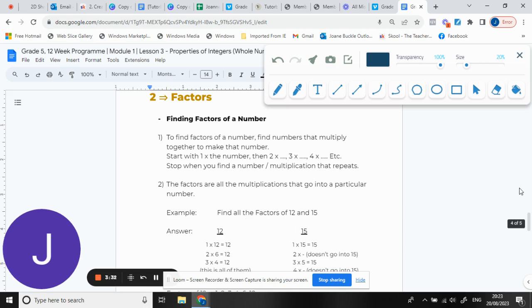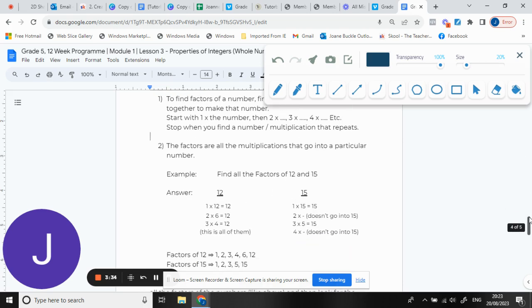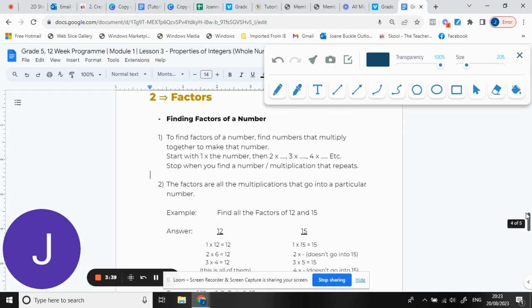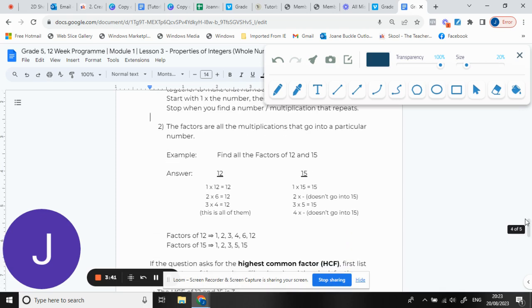So all the factors of 12 and 15, I've done 12 and 15 because then we're going to go on to find the highest common factor, okay? So factors of 12 and 15, so I've done 1 times 12 is 12, 2 times 6 is 12, and 3 times 4 is 12. Obviously, this is all of them because it would then be repeated. We'd then go on to 4 times the number, which would be 4 times 3, repeated. Same for 15, okay? 2 times doesn't go, so we can't include that, and 4 times doesn't go. I've simply then listed out the factors of 12 and 15.